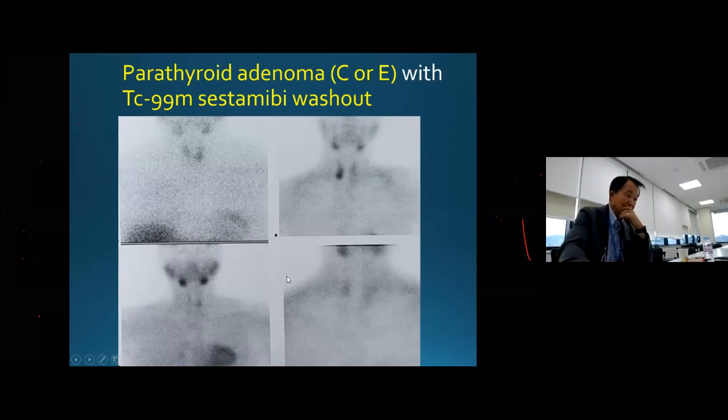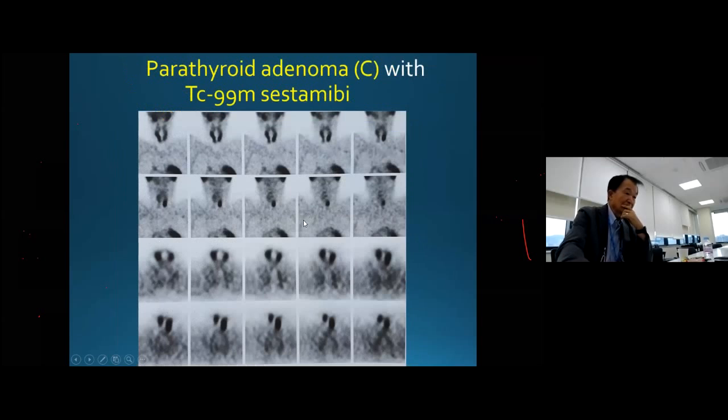Okay, yeah, and this is another one. And on this SPECT, you can fairly locate it here, left inferior, okay? But still on this axial, you can see it here, looks like the esophagus is someplace here. So it's quite deep, so more likely C instead of E. But scattering artifact or things make it difficult to say clearly.